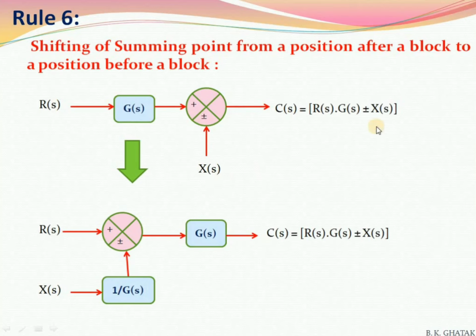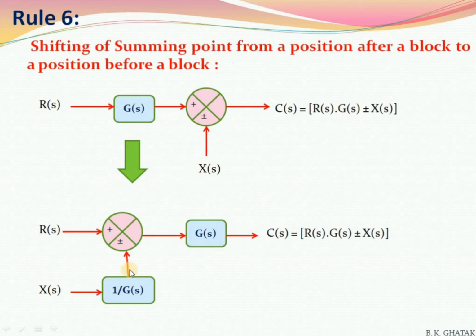So this output should be maintained as here. So now we shift this summing block in here. So RS is directly applied to the positive input. So here it is RS, and now another input of the summing point is XS.